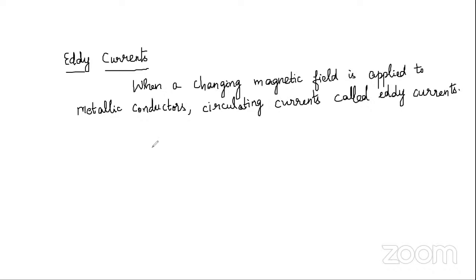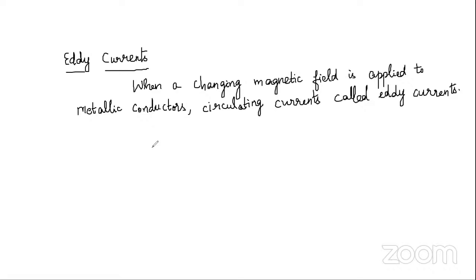So these eddy currents have advantages as well as disadvantages. Advantages: it can be used in a deadbeat galvanometer. In a deadbeat galvanometer, the pointer actually comes to rest immediately due to the presence of eddy currents. Otherwise, the pointer may be fluctuating here and there when current flows through the galvanometer. But after coming to the specific reading, the pointer comes to the equilibrium position immediately because the eddy currents oppose the motion of that pointer.